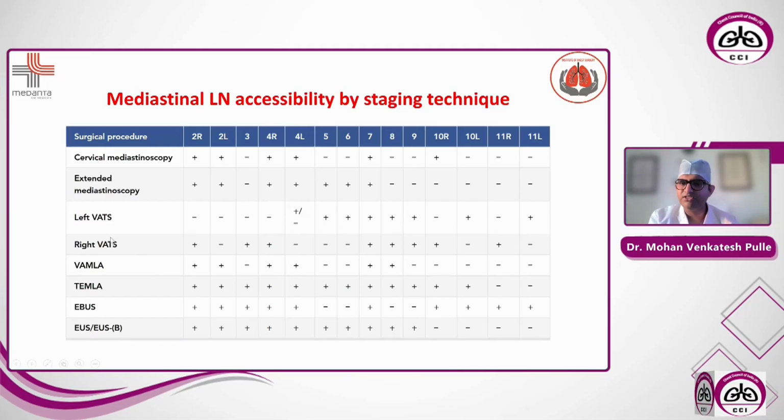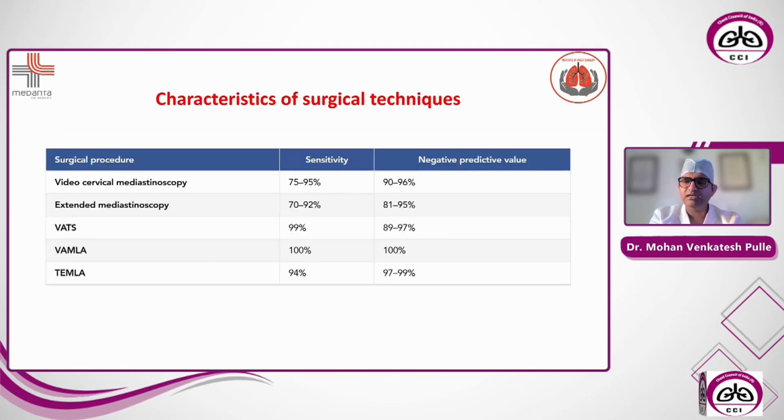And the VATS, which is another technology where we can actually go into the pleural cavity and sample a significant number of stations of lymph nodes, which are not accessible by the mediastinoscopy techniques. And then comes the EBUS technique, which has already been described. I'm not going to repeat it. The surgical technique characteristics, if we see, the sensitivity and the negative predictive value is actually very good, from more than 75% to more than 95% negative predictive value in the various mediastinoscopic techniques.